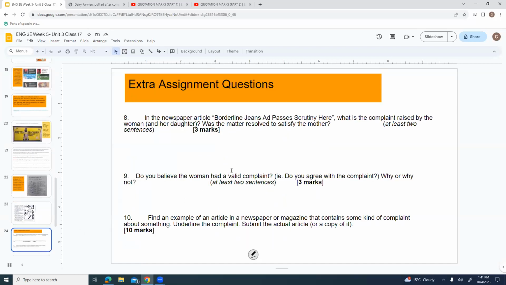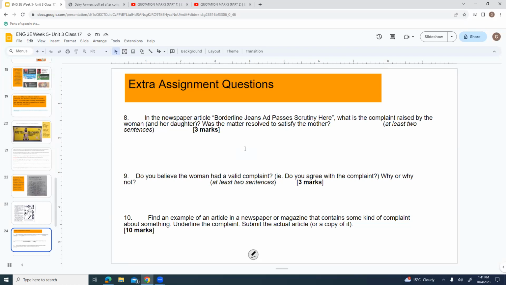Okay, so the assignment questions that go along with this particular reading. Number 8: In the newspaper article, "Borderline jeans ad passes scrutiny here," what is the complaint raised by the woman and her daughter? Was the matter resolved to satisfy the mother? Write at least 2 sentences, and that's worth 3 marks. Number 9, do you believe that the woman had a valid complaint? In other words, do you agree with her complaint? Explain why or explain why not. Try and write at least 2 sentences, 3 or 4 would be great.